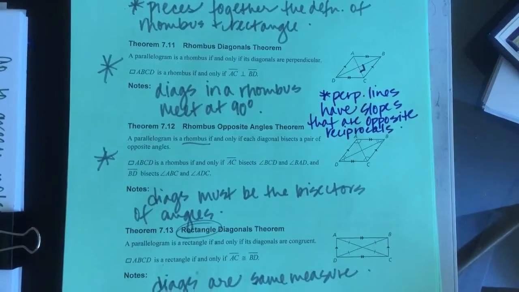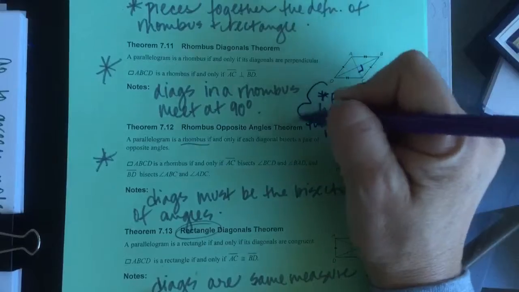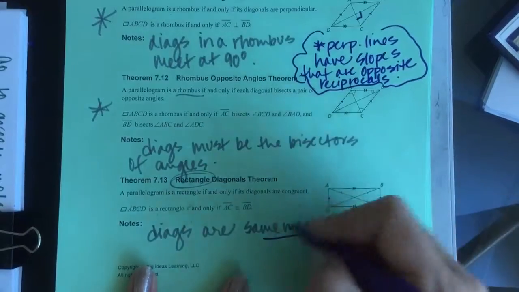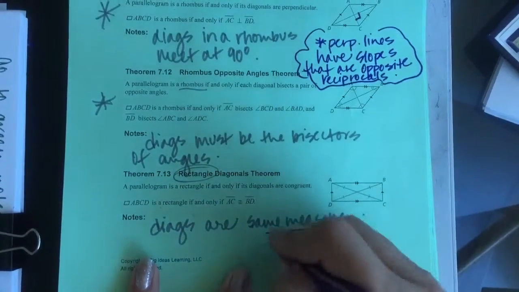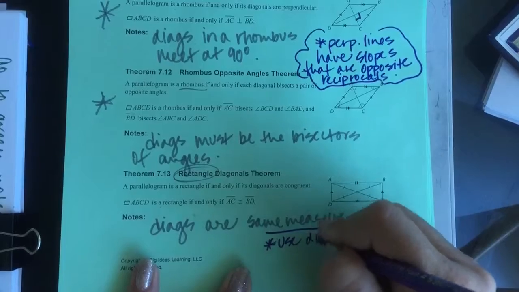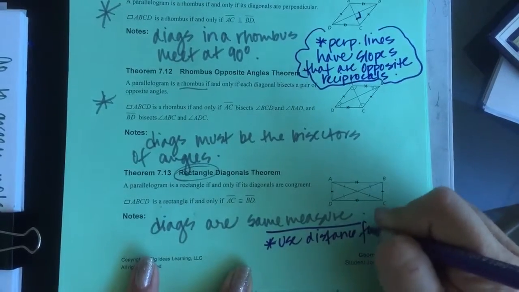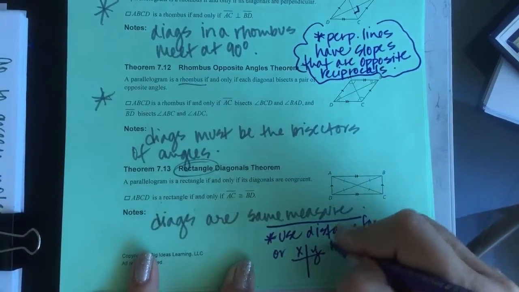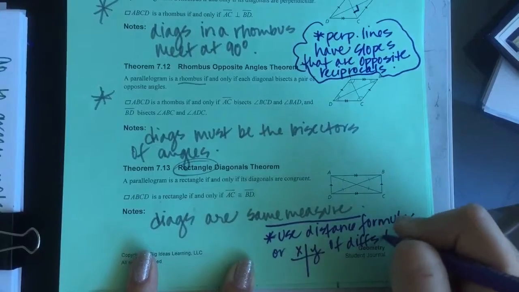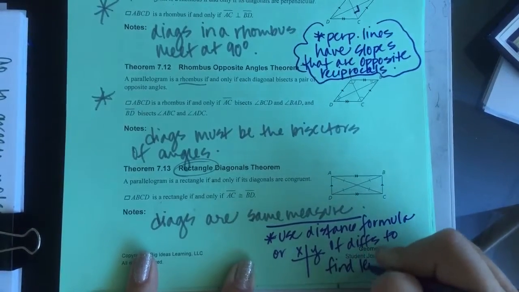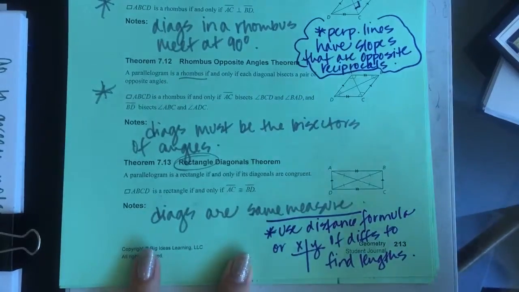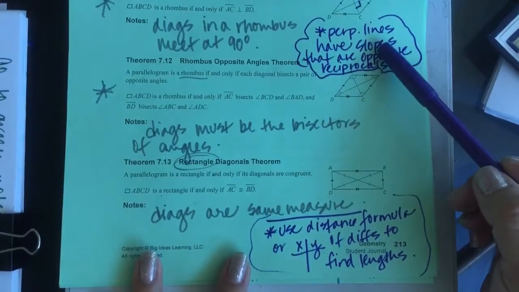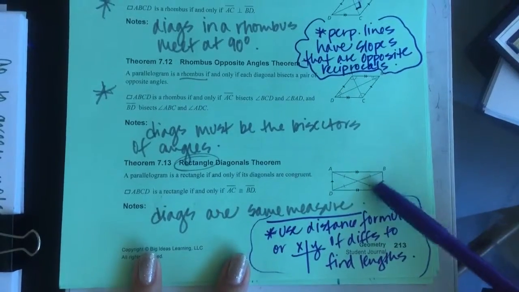We'd have to count rise over run to get its slopes. I know you'll be drawing some figures in the coordinate plane. And if you're going to justify same measure in the coordinate plane, you may have to use the distance formula or our XY chart of differences to find lengths. So that whole idea of slope and distance is coming back at us again. We have to go back and justify perpendicular lines or even same lengths.